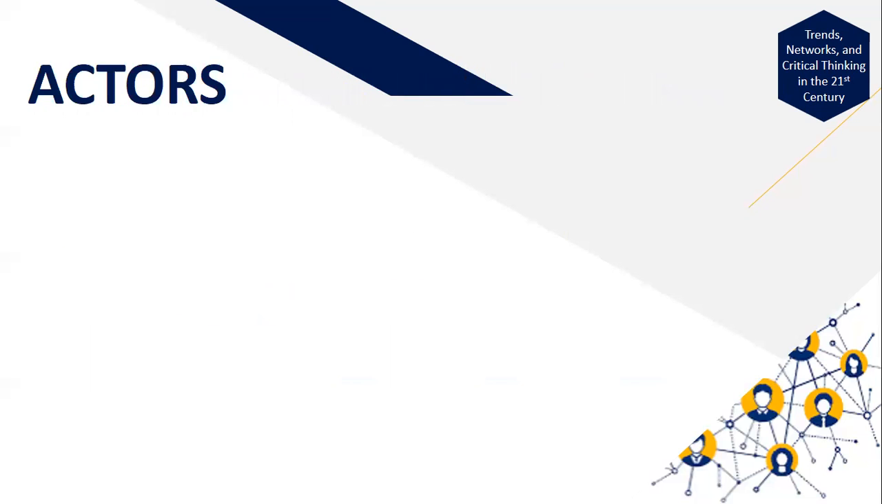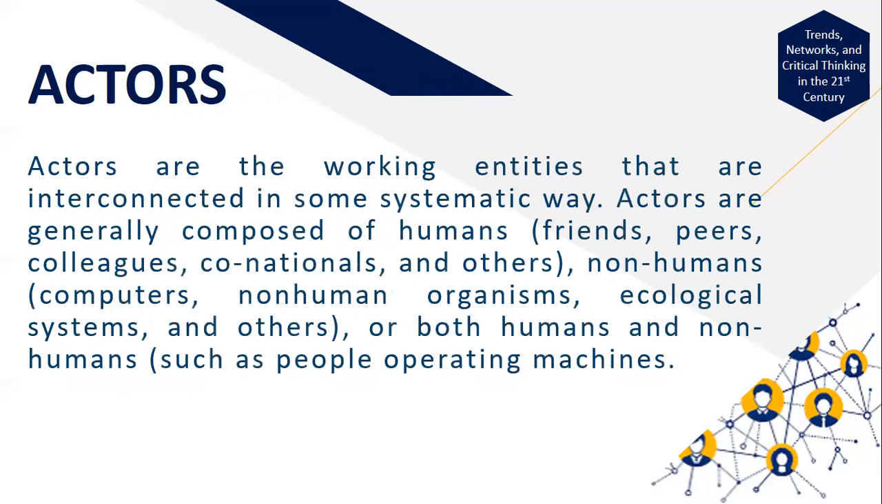So pag sinabi natin actors, these are the working entities that are interconnected in some systematic way. So pag sinabi natin some systematic way, iba-iba yung connection niya. Okay, iba-iba yung connection niya sa isang particular entity. Okay? So actors can be in a form of humans or non-humans. So pag sinabi natin humans, of course, ito yung mga tao. Humans can be in a form of friends, peers, colleagues, co-nationals, and others. Pag sinabi natin non-humans, this can be in a form of computers, non-human organisms such as, of course, animals, ecological system, and others. Or both humans and non-humans.